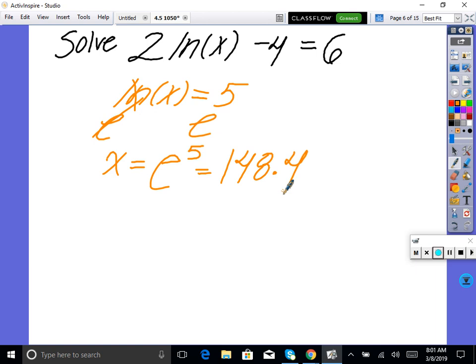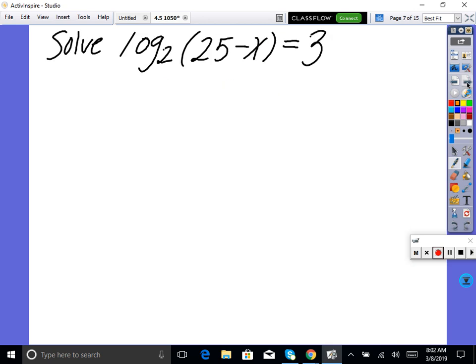Yeah, and make sure you just use the e button on your calculator because we don't want to round too hastily or we'll be off. Okay, awesome. Now look, is that a potential problem for our original ln problem? No, it's not negative. Would we be plugging in a negative inside a logarithm here? No, so we'd be good. Okay. All right, log base 2 of 25 minus x equals 3. Go ahead and solve this one by yourself.